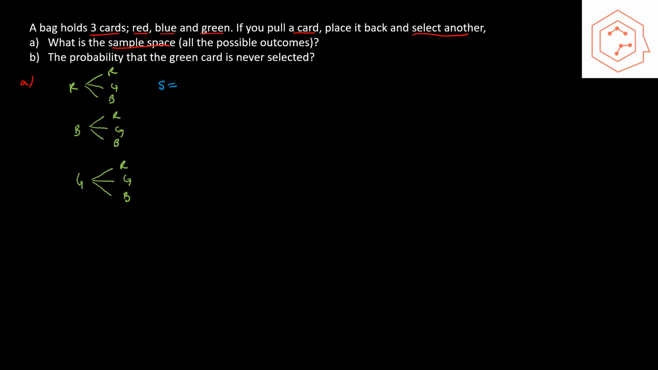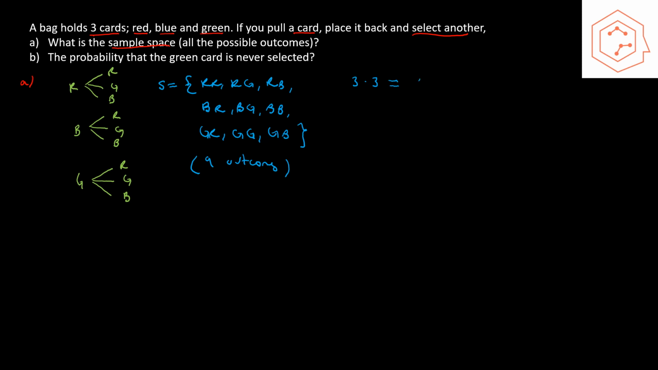consists of 9 possible outcomes, and that's red red, red green, red blue, blue red, blue green, blue blue, green red, green green, and green blue. So we have 9 outcomes. And we can check our answer with our counting rules, since we know we have 3 options for the first selection, and we have 3 options for the second selection. That's 3 times 3 total outcomes, which is 9 total outcomes.